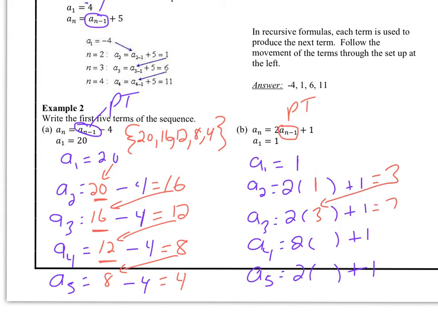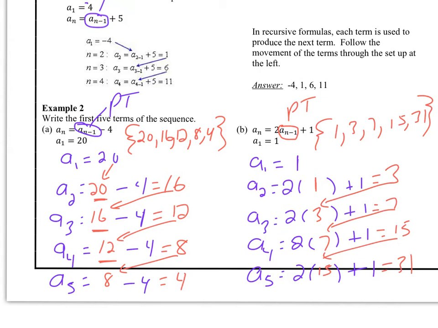A subscript 4, the next one, is 2 times the previous term, which was 7. So 2 times 7 plus 1 is 15. And the last one, a subscript 5, is 2 times the previous term again. 2 times 15 plus 1 is 31. Don't forget when you're done, though, you want to write it out in brackets: 1, 3, 7, 15, and 31. And that's the idea behind it. All right, let's jump into a little bit more challenging questions on the next page.